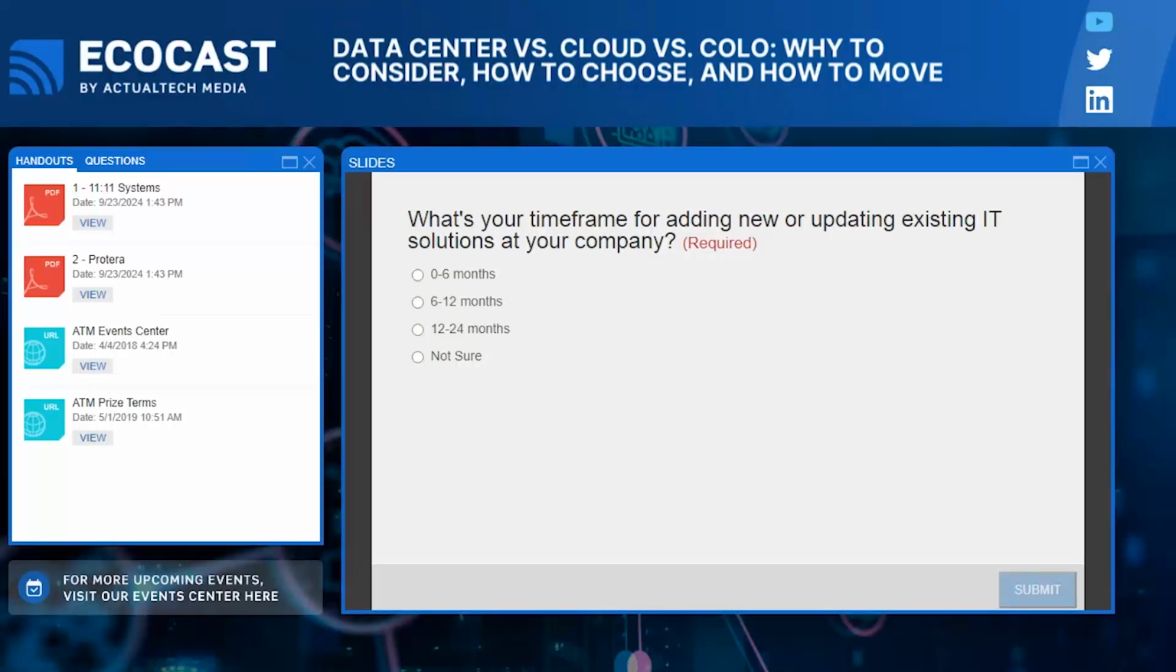I do have a poll up for everyone there. We're just curious to know, what is your time frame for adding new or updating your existing IT solutions at your company? Is this 0 to 6 months, 6 to 12, 12 to 24? Or maybe you're not sure and you're still taking a bit of a lay of the land here. That's what you're here for today. Do some prospecting and find out what kind of options are available to you.